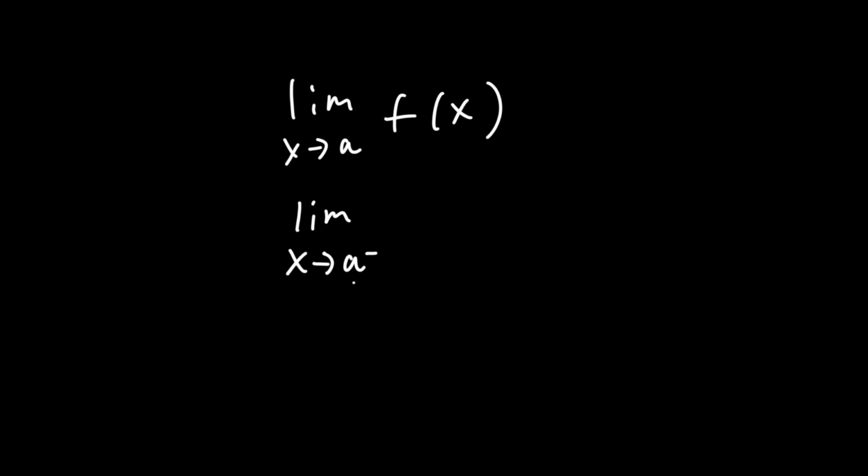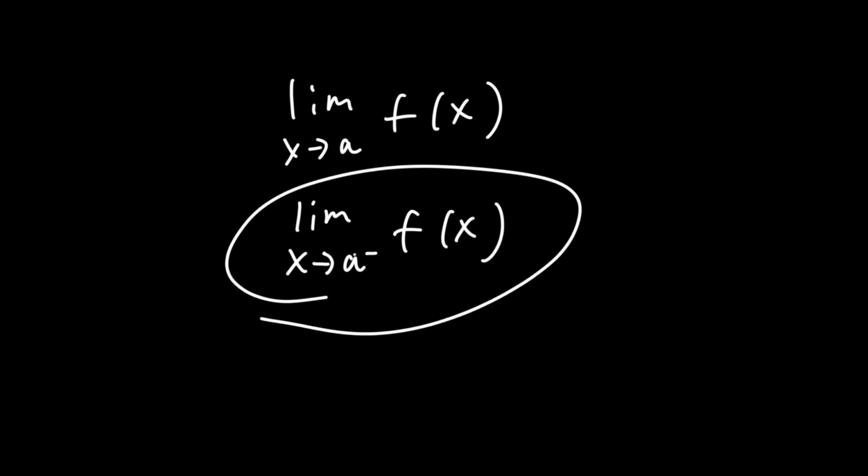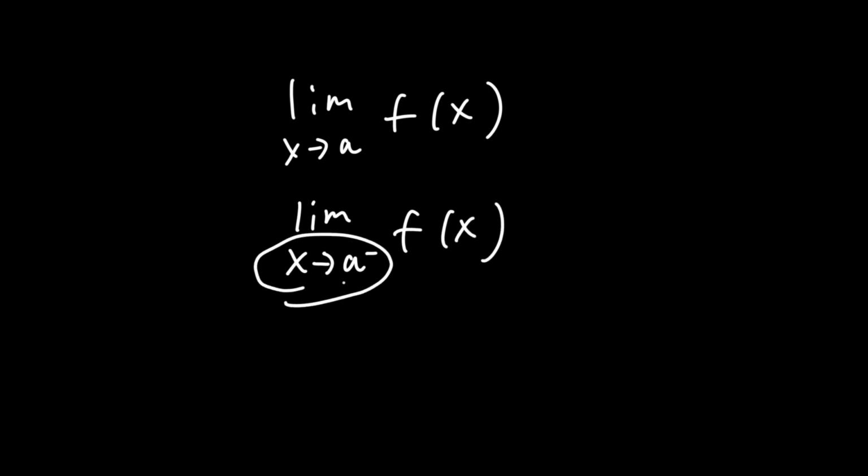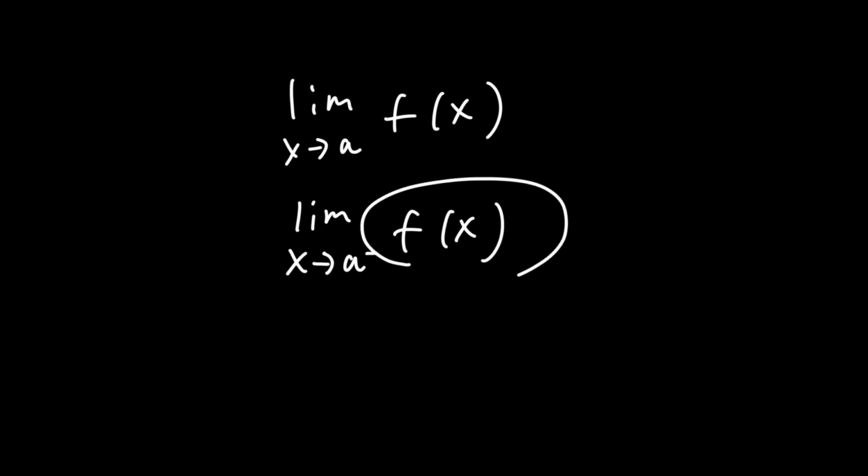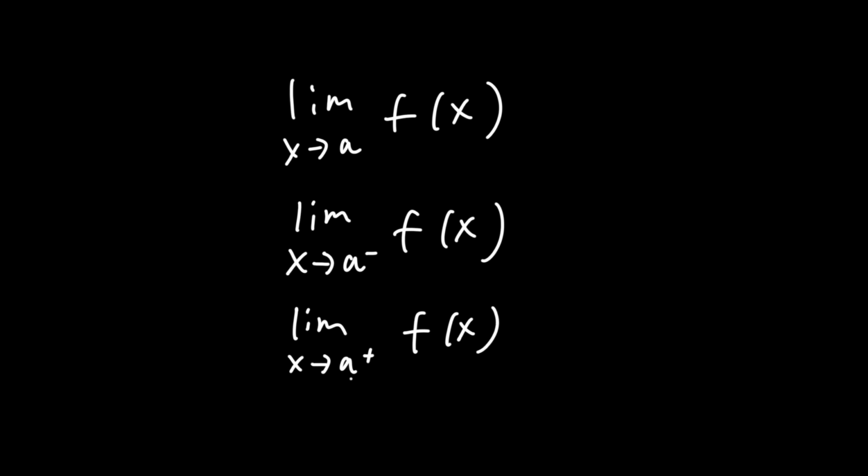If there's a minus sign next to the a, that means it's approaching from the left side. So what this is asking is, as x approaches a from the left side, what does f of x approach? The other notation is approaching from the right side. If there's a plus sign next to the constant a, it means that we're approaching something from the right side. This is asking, as x approaches a from the right side, what does f of x approach?